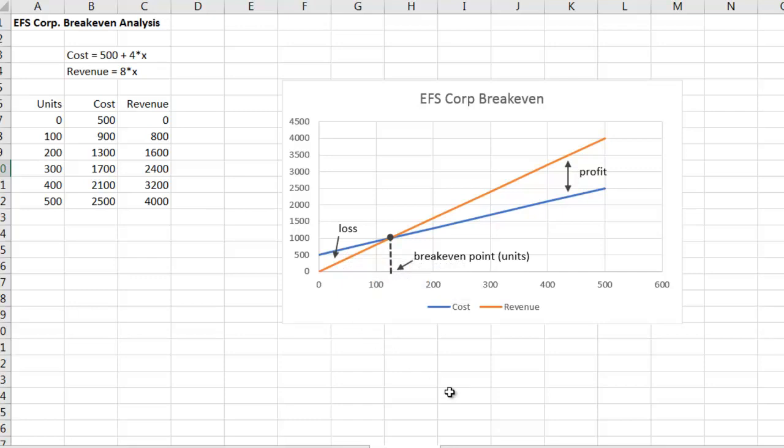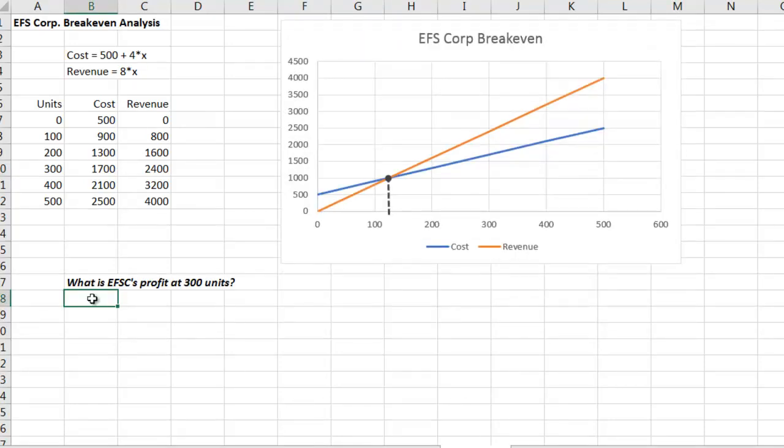What if we were to produce some quantity of units, any quantity given? Can we calculate the profit that should be obtained for that production quantity? So let's start with this question here. What is EFSC's profit at 300 units?